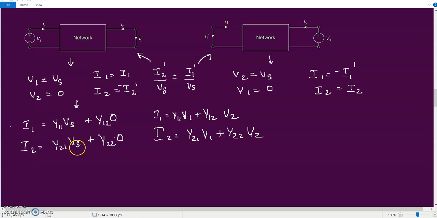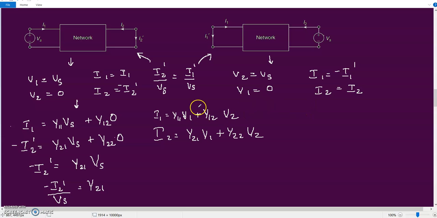So here we have two equations. I2 is minus I2 dash. Minus I2 dash is equal to Y21 into Vs. So what we need is I2 dash by Vs. From this equation we get minus I2 dash is equal to Y21 into Vs, that is, minus I2 dash by Vs is equal to Y21.